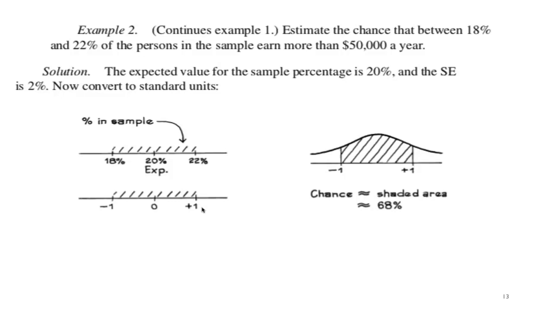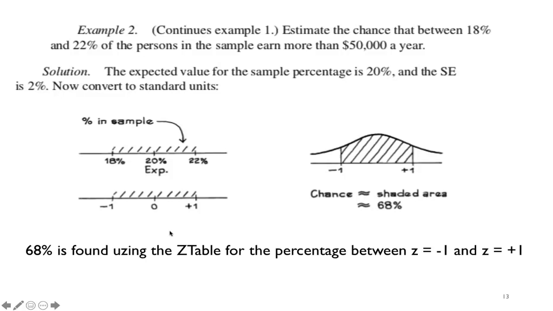Again, that's because the error is 2%. If I'm at 18%, I am 1 error to the left, which is -1. And if I'm at 22%, I am 1 error to the right of the expected value, which is +1. Then from the z table, we can find out that the area between -1 and +1 is about 68%. So this says that the chance that between 18% and 22% of the people in the sample earn more than 50K is about 68%.